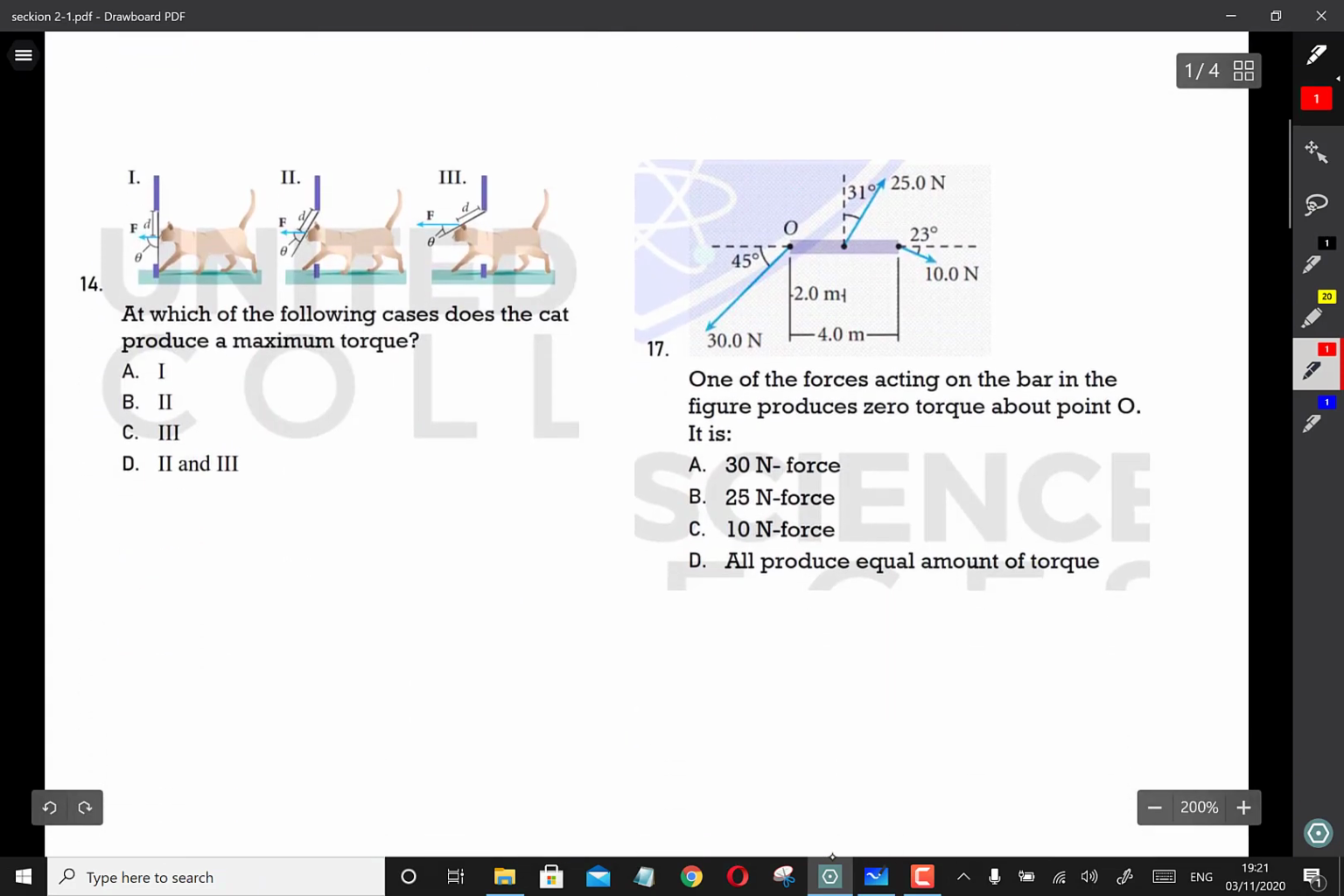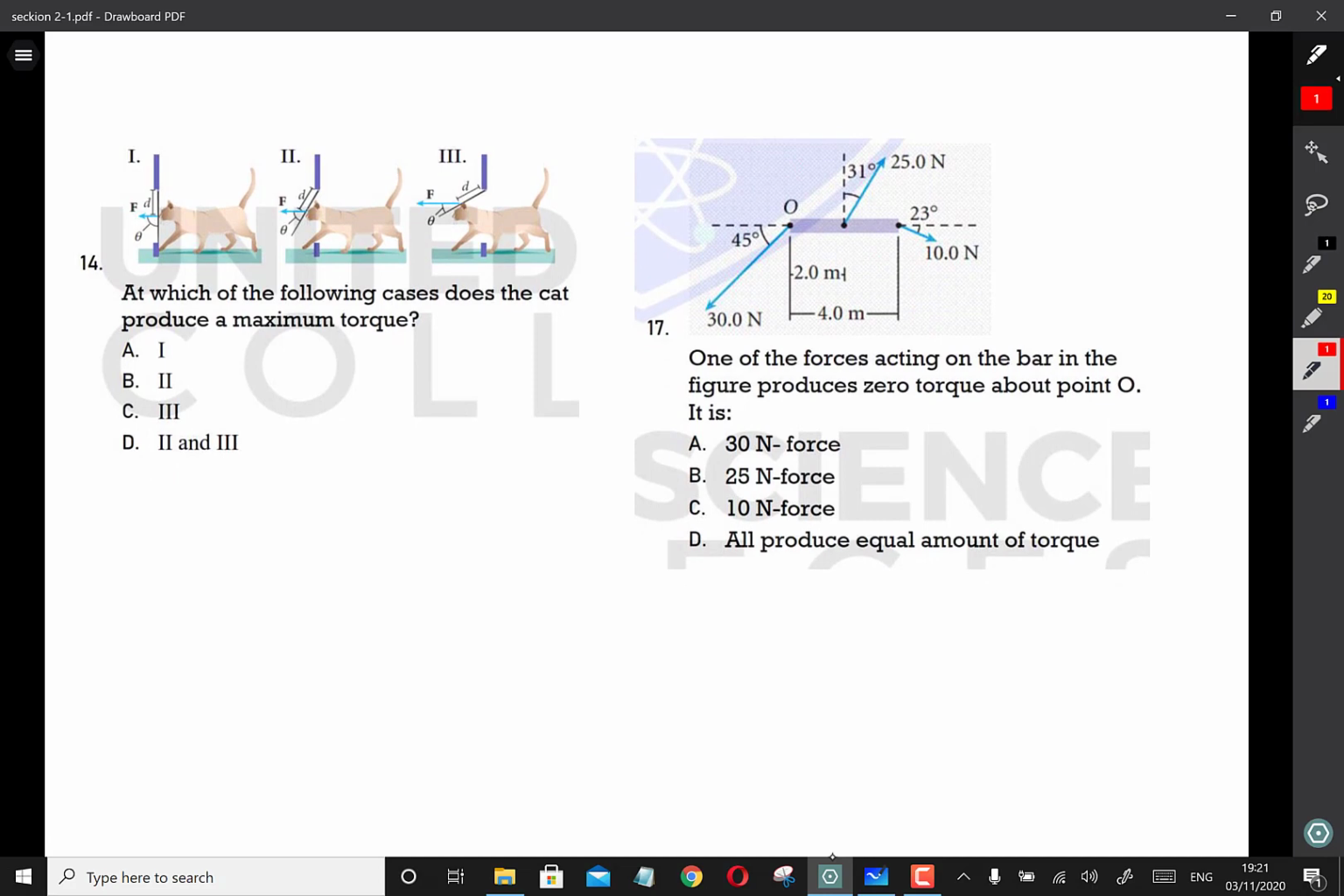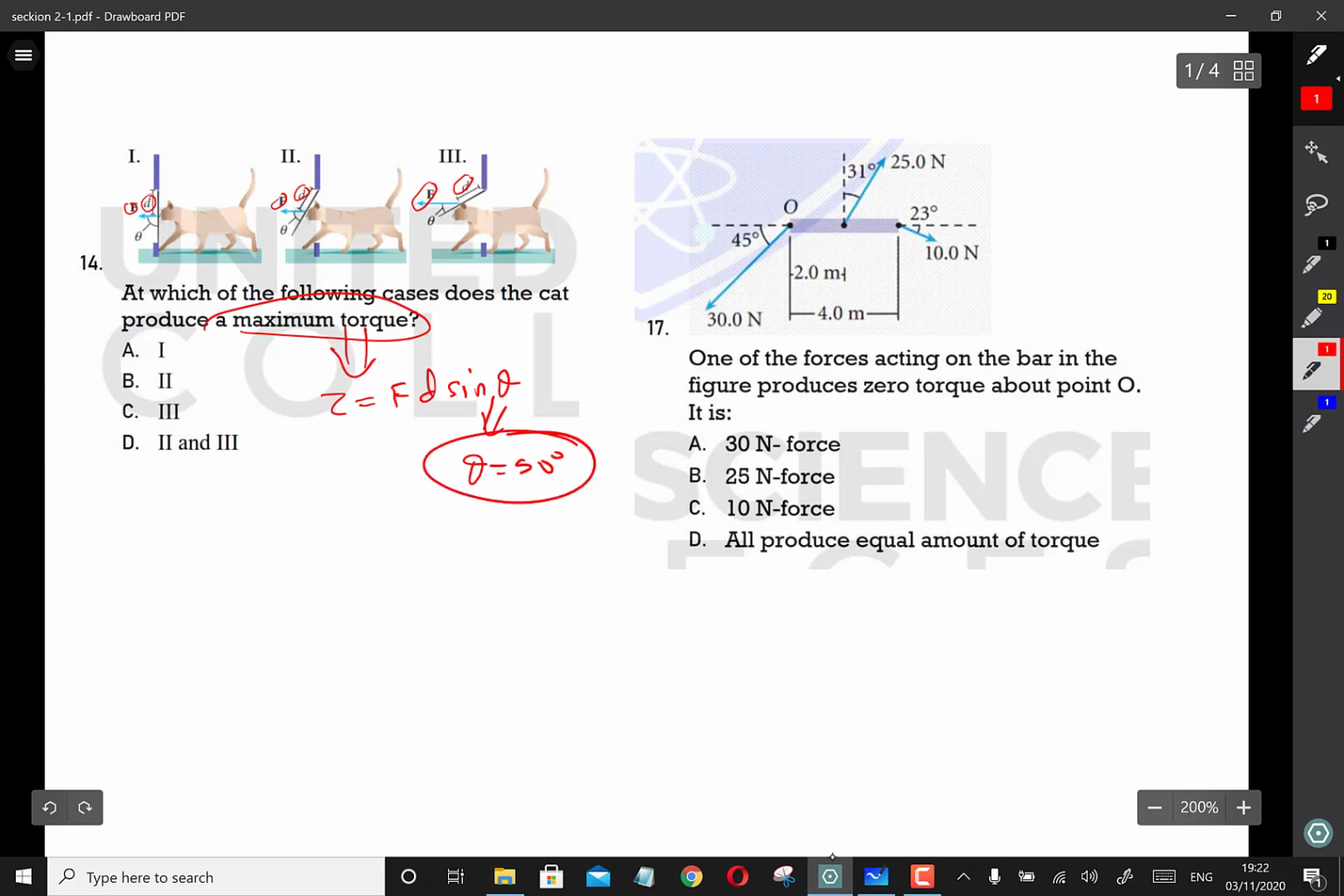Question number 14. In which of the following cases does the cat produce maximum torque? So forces are equal, distances are equal, force equal, distance equal, force the same, distance the same, only the angle differs. So maximum torque is produced, according to the torque equation, F d sine theta, when theta is equal to 90 degrees, or closer to 90 degrees. In the first figure, it is closer to 90 degrees. So it's going to be A. 14 is going to be A.